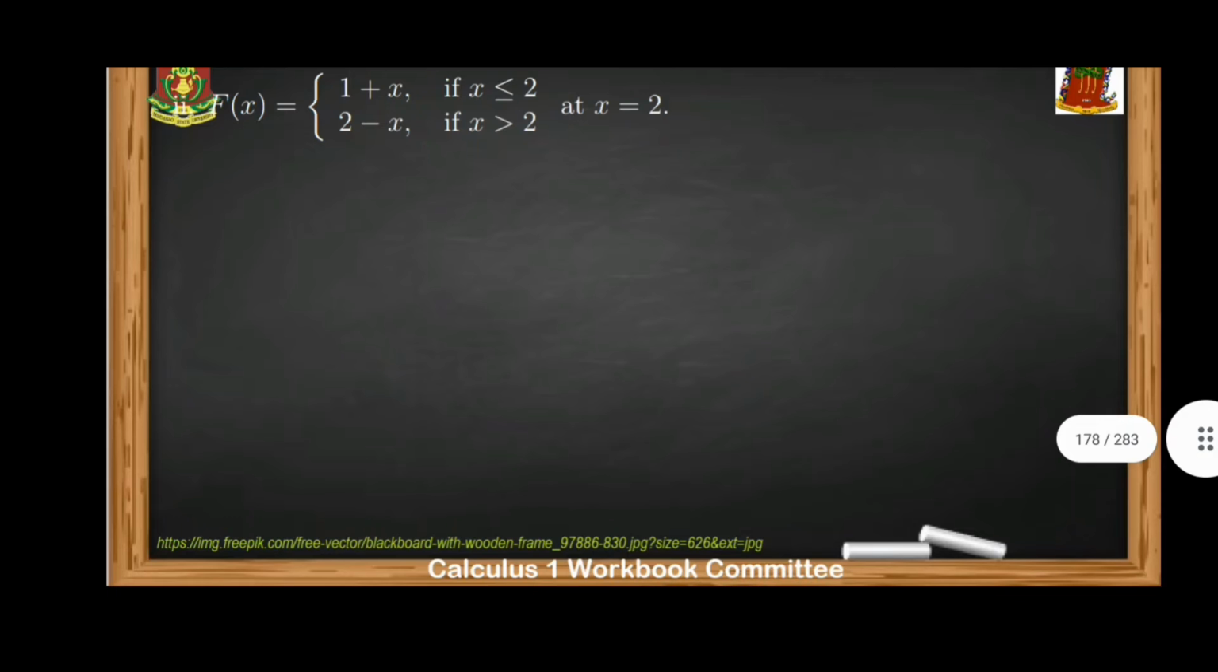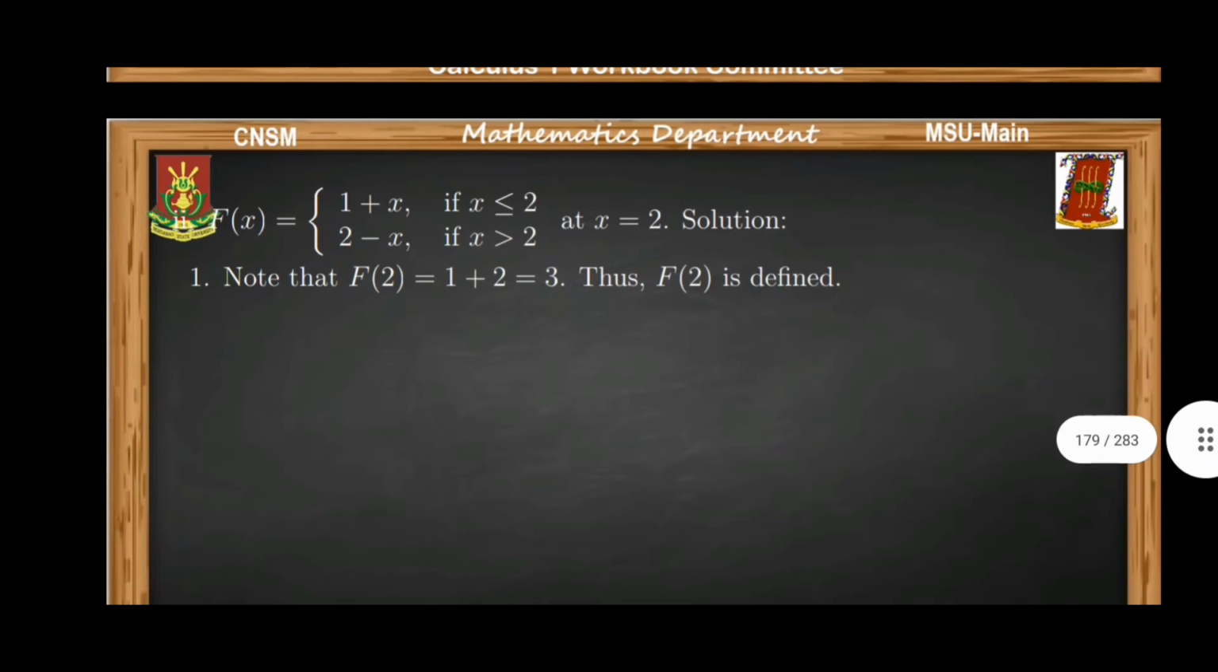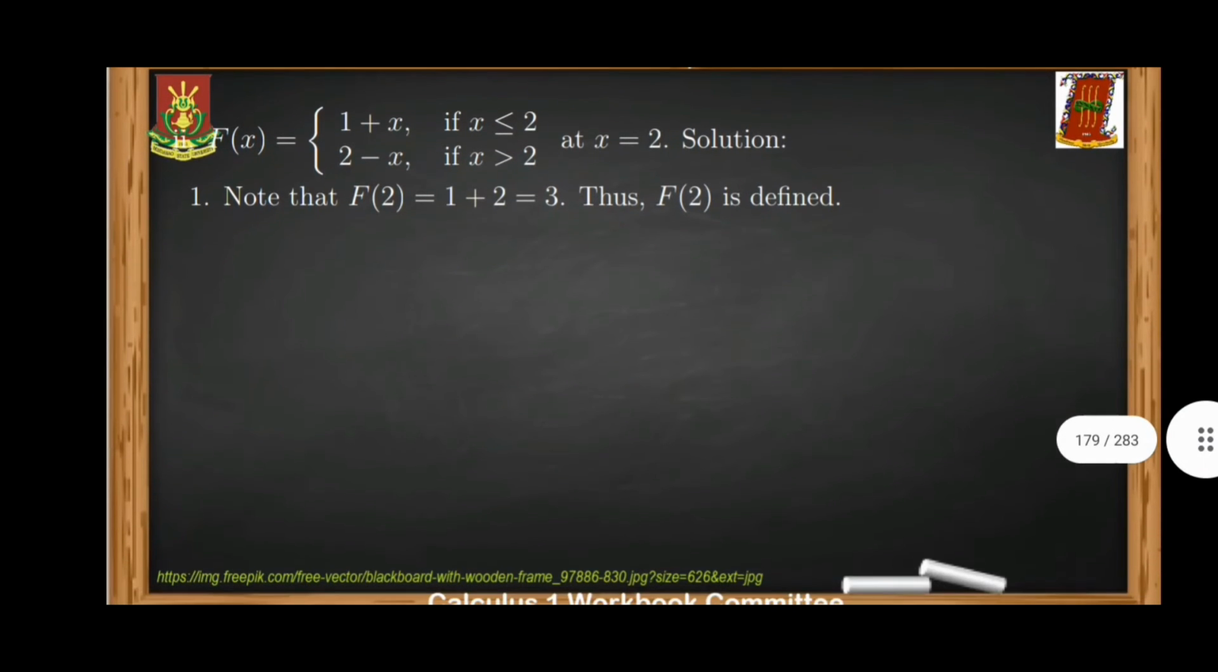On the next example, f of x is equal to 1 plus x if x is less than or equal to 2, and 2 minus x if x is greater than 2, at x equals 2. So first is 1. Note that f of 2 is 1 plus 2 is equal to 3. Thus f of 2 is defined.